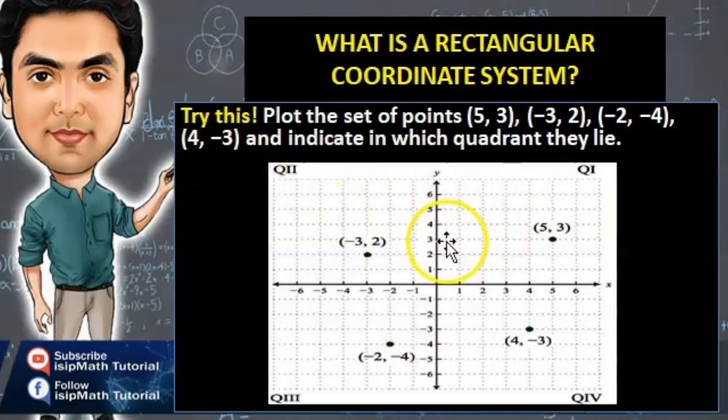Our x is positive 4. Ito po 1, 2, 3, 4. Yan. And our y is negative 3. 1, 2, 3. So ito po yung point natin. (4, -3). So therefore, nasa quadrant 4 po siya.